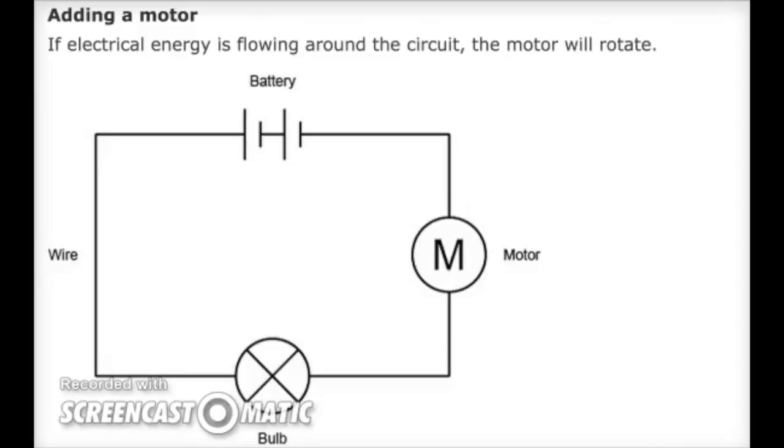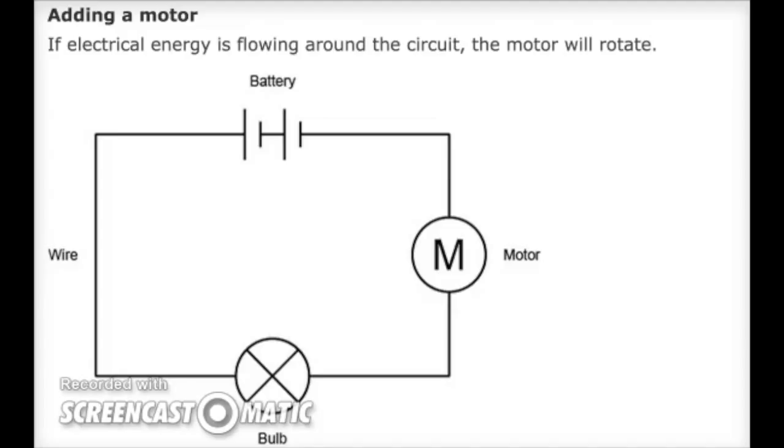So let's think about this now. Now this may seem very confusing, but trust me, it's really straightforward. So if you add a motor, again, the same thing will happen with the electrical energy which flows around the circuit, the motor will just rotate. Okay, think about a car motor, right? In a car motor, what happens to the motor in the car? It rotates. Every motor you come across in physics, and every motor you come across in real life is the same thing. A motor rotates.